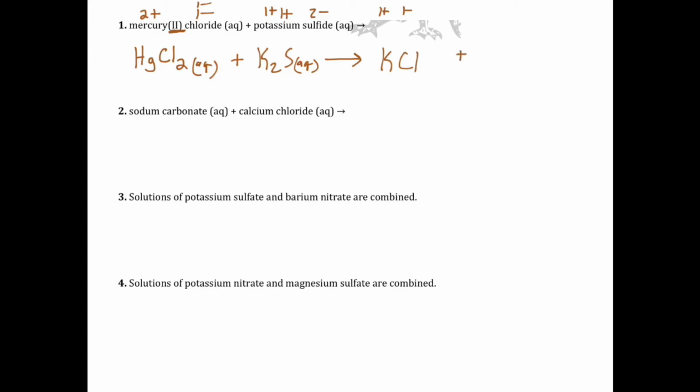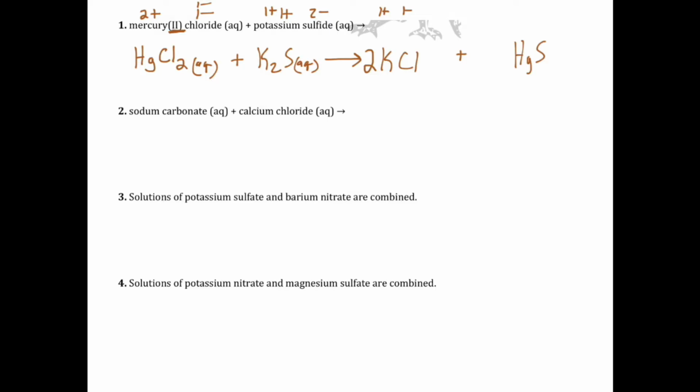Plus the mercury and the sulfur come together. Again, you have to look at the charges. Mercury is a 2 positive, 2 negative for the sulfur, again a 1-to-1 ratio. Now to balance this, the only thing you need to do is put a 2 here. And now what about this part right here? Which one is aqueous and which one is solid?